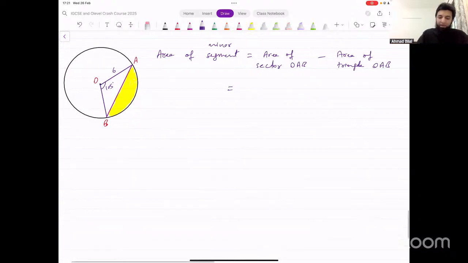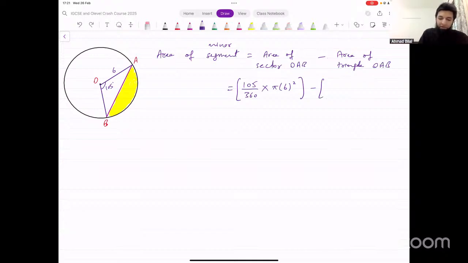Area of the sector, that's theta over 360. Theta is 105 divided by 360 times pi r squared. So that will be pi into 6 squared. That's the area of the sector. Subtract from this the area of the triangle.